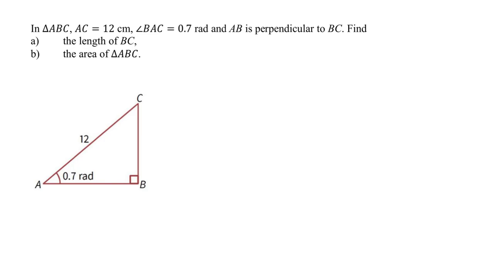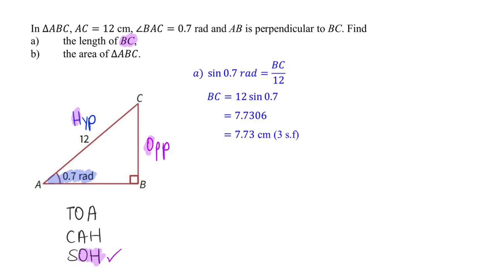Well, with this as the angle that we are talking about, with respect to this angle, I will have my hypotenuse. BC is what we are required to find, so this will be my opposite. And with Soh Cah Toa, which one should I use? Yes, I have an H and an O. I'm going to use the sine ratio. And that's what you will see here.